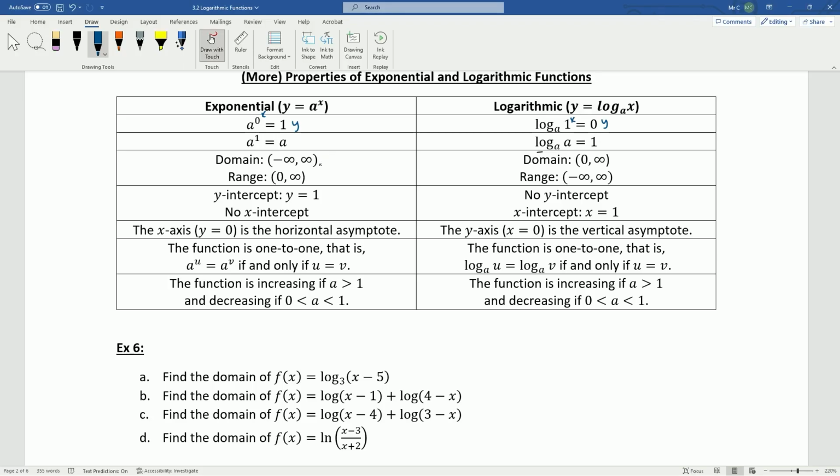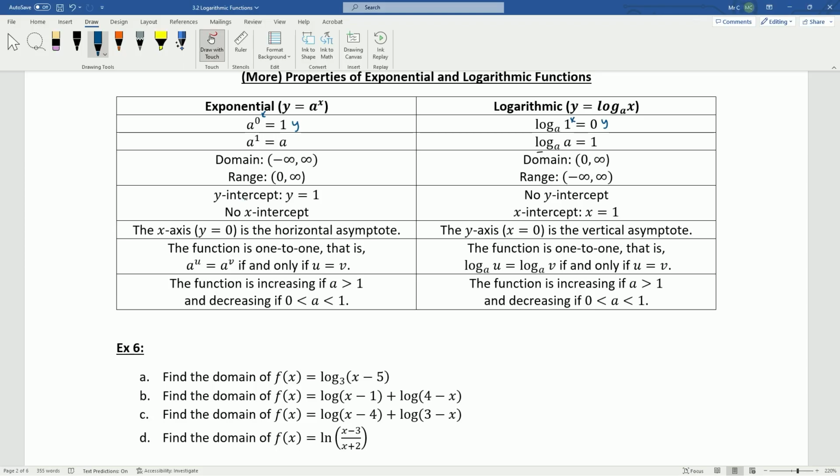These are inverse functions, so if their inputs and outputs are switching, their domains and ranges are switching as well. So the domain for exponential functions was negative infinity to infinity, and range was 0 to infinity. So the domain for logarithms is 0 to infinity, and the range is negative infinity to infinity.